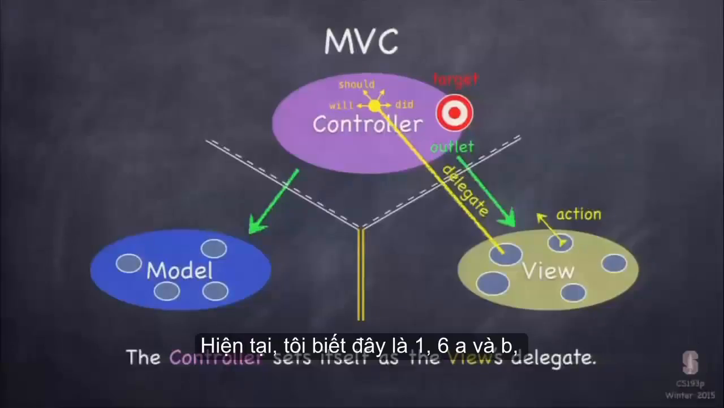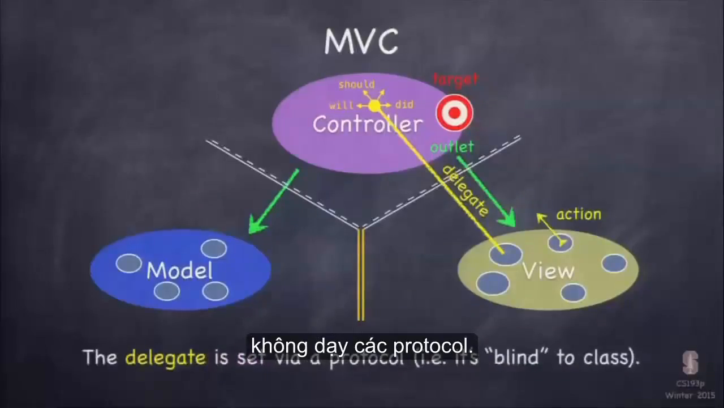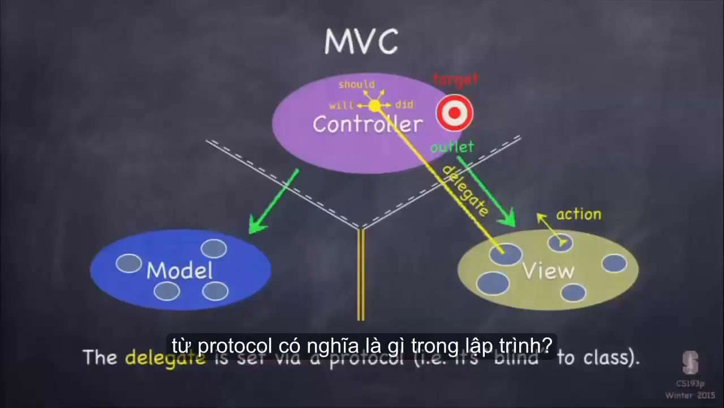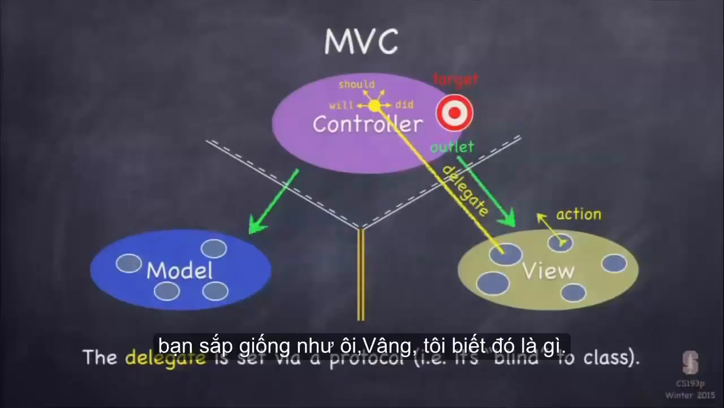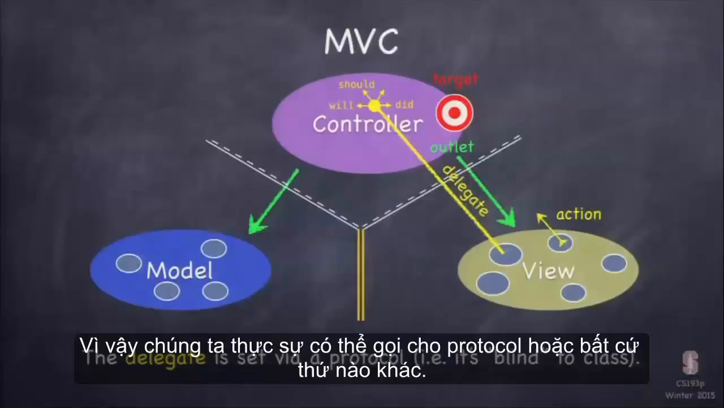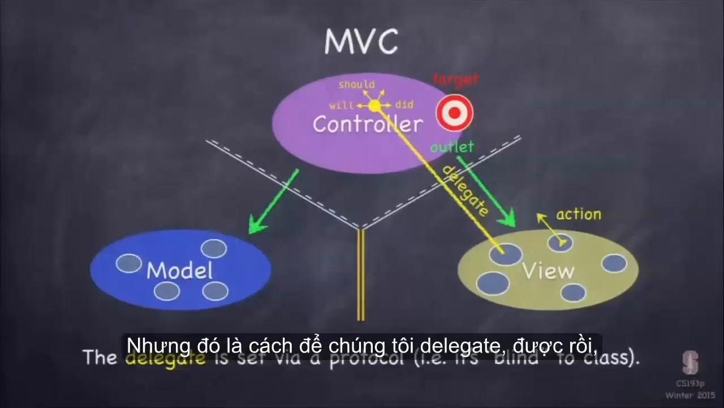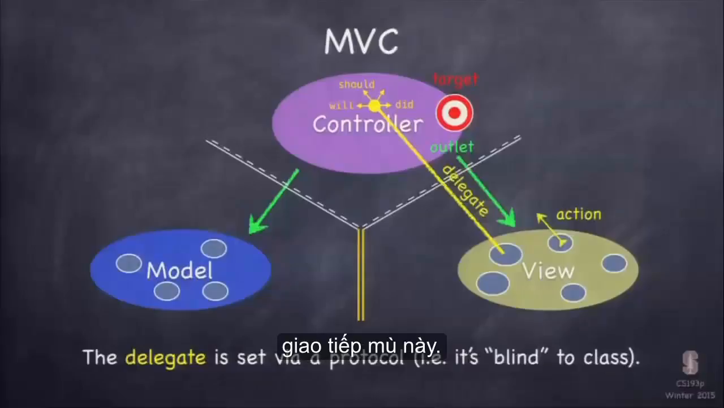Now, I know that CS106A and B do not teach protocols. How many people know what the word protocol means in object-oriented programming? Okay, very few of you. So I will be teaching that. A protocol is just a blind way to talk to another object. When I teach you, you're going to be like, oh yeah, I know what that is. We just didn't really call it protocol. But that's how we do delegation, this blind communication.